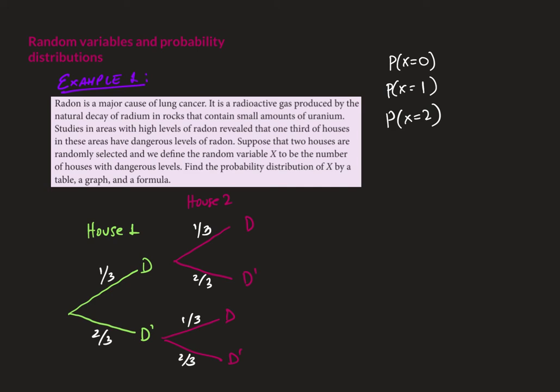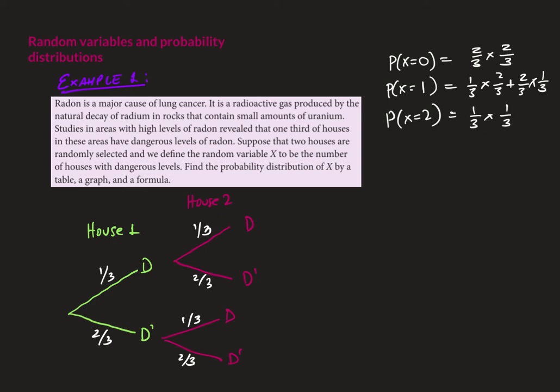Now, we can calculate each of these probabilities just by making use of the tree diagram. So for 0, this is going to be 2/3 times 2/3. For 1, we have two possibilities for this scenario. It is 1/3 times 2/3 and 2/3 times 1/3. So we have two different branches in the diagram that have the same outcome, and we just add the probabilities. So 1/3 times 2/3 plus 2/3 times 1/3. And then for two houses, we only have one option, and that is 1/3 times 1/3.